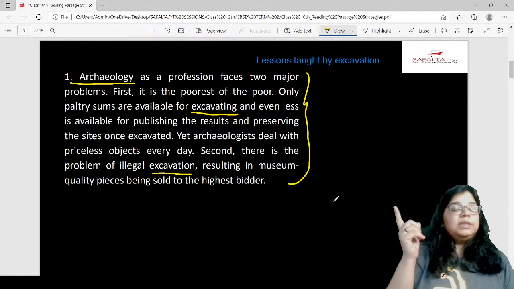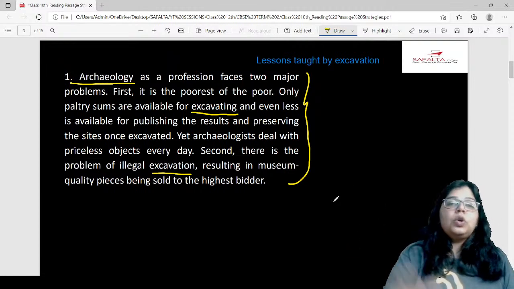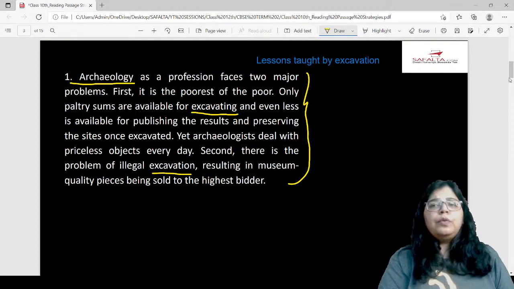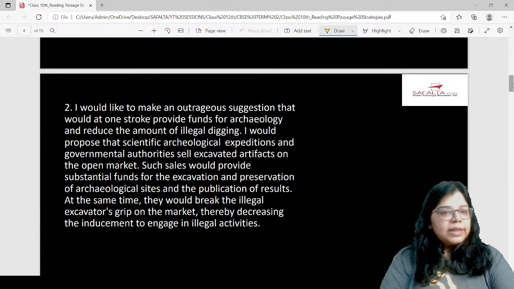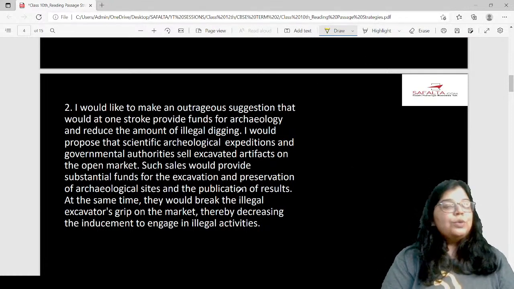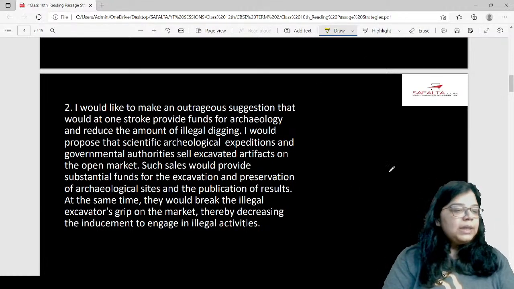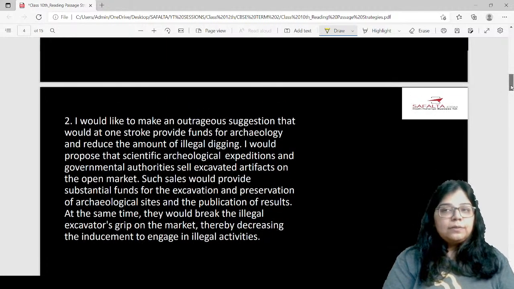So if I now read this, I should be able to get my answer. Now, but my common sense says that it is lessons taught. So maybe I'll have to look for it even in the second paragraph. So this, can you see any word here like excavations? No. So most likely my answer is going to be in the first paragraph itself.